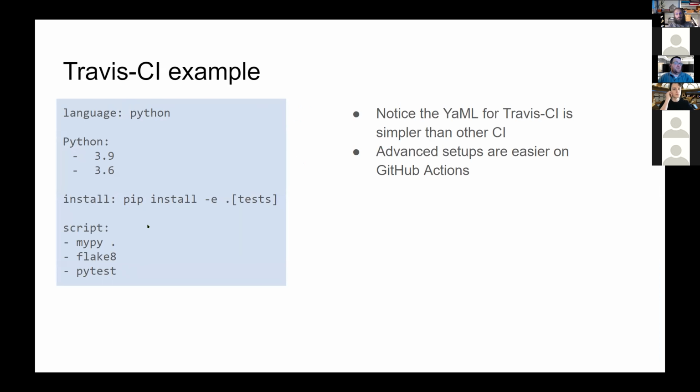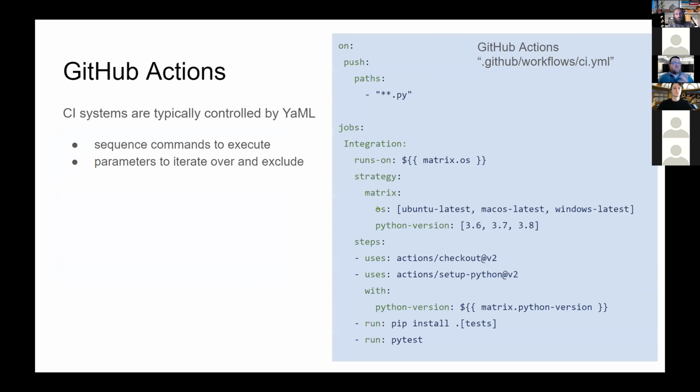Travis CI, like many CIs, defaults to Linux if you don't specify it. So if I wanted to iterate, I'd have to add more lines here to do Mac and Windows. So, all right, maybe it's a toss-up. This is actually a very simple project to test. GitHub Actions is probably going to be a little bit more complex no matter what.